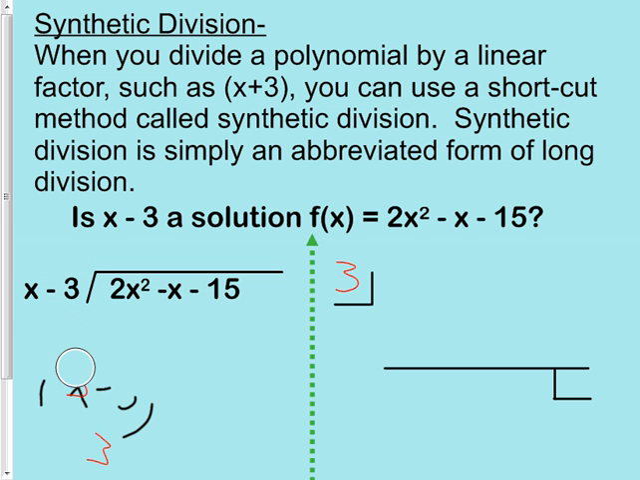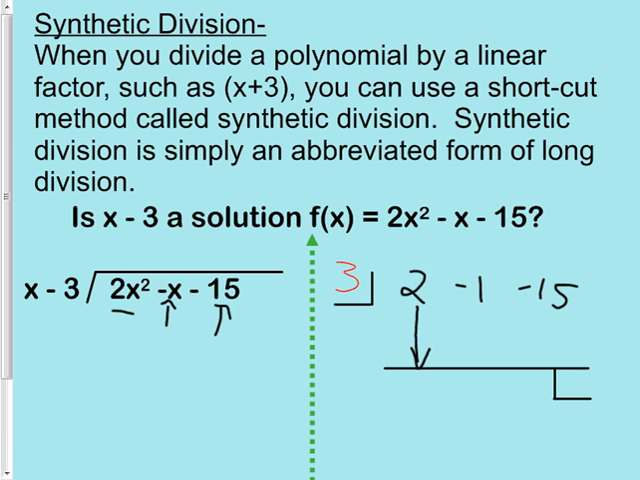Next, stripping out all the variables makes this go faster. So I'm going to have a 2. What do you think I'm going to put for that? A negative 1 and a negative 15. A 2, a negative 1, and a negative 15. All right. Now, this is a little bit challenging to start, but once you get used to how to do this, the synthetic division thing goes really fast. So you take this number and you drop it down, straight down. Okay, so that 2 goes down there.